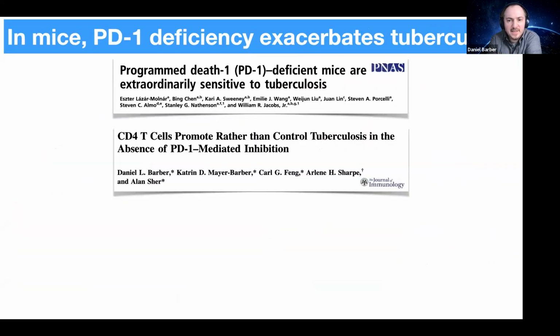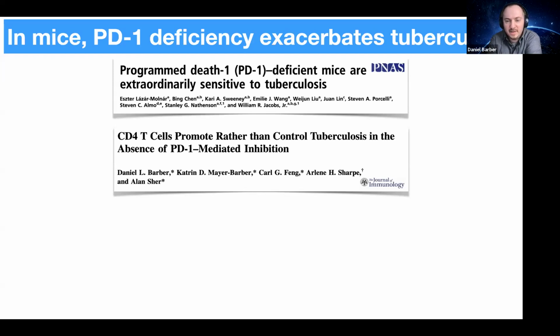However, the first data that came out about the role of PD1 and TB came from mouse models, first published by Bill Jacobs and then not long after by Alan Sher and I, where we found something quite unexpected, and that is that PD1 deficient mice are horribly susceptible to Mtb infection. And this is really I think the first and maybe still the only example of removing a negative immune gene, a negative regulatory pathway, leading to severe host susceptibility.